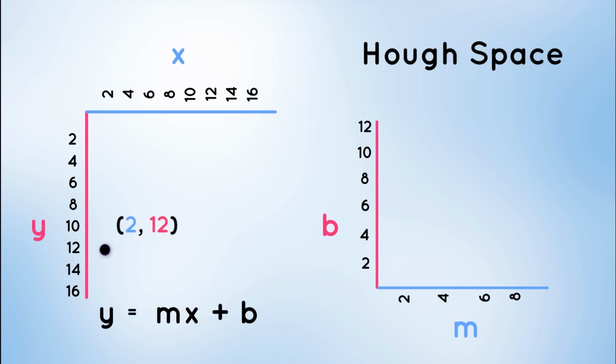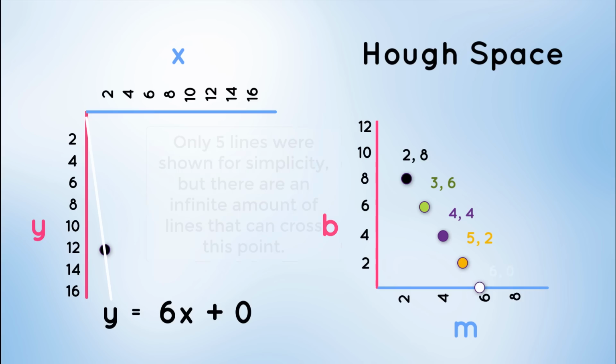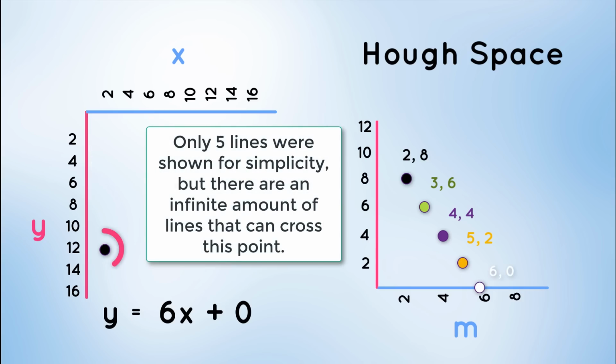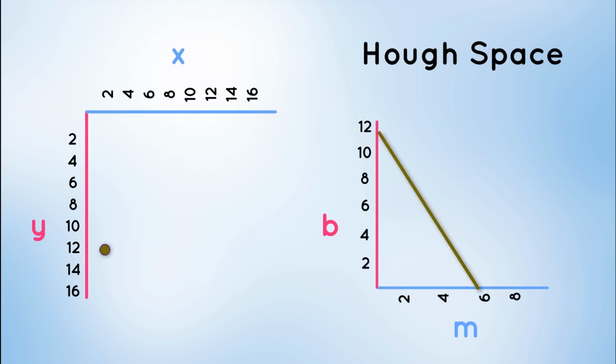There are many possible lines that can pass through this dot, each line with different values for m and b. You could have a line that crosses it with m and b values of 2 and 8, 3 and 6, 4 and 4, 5 and 2, 6 and 0, so on and so forth. Notice that a single point in x and y space is represented by a line in Hough space. In other words, by plotting the family of lines that goes through our point, each line with its own distinct m and b value pair, this produces an entire line of m and b value pairs in Hough space.